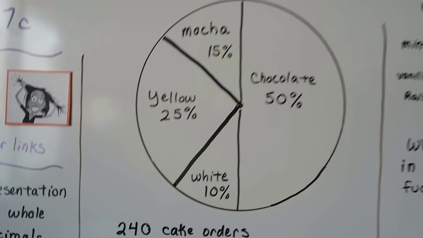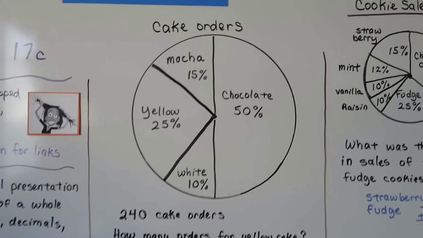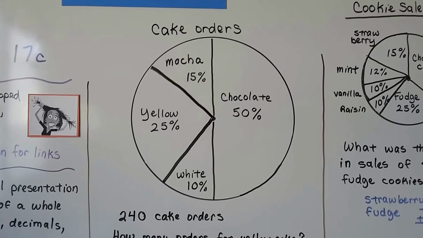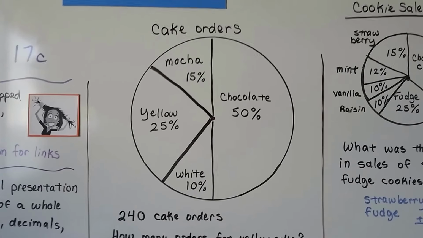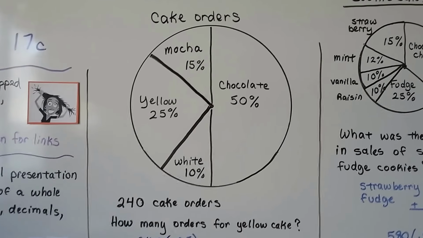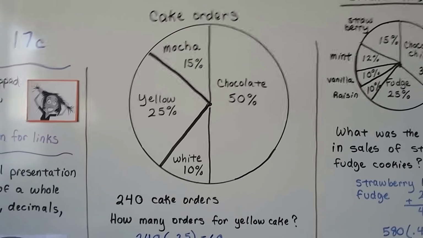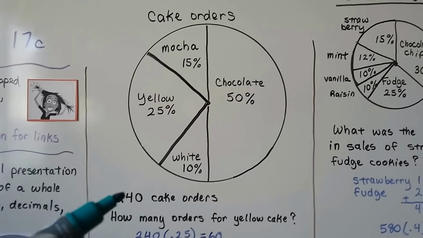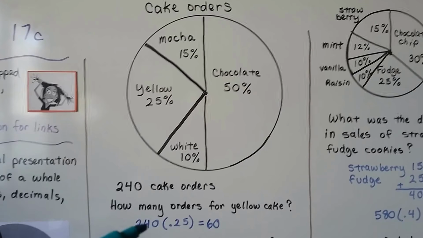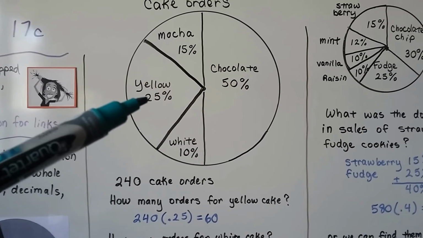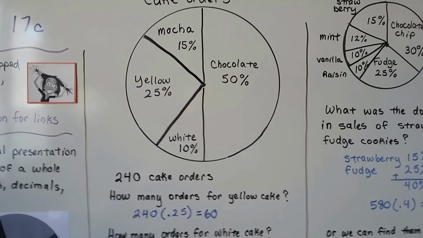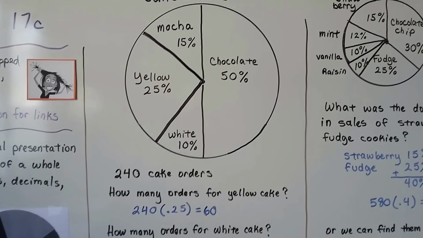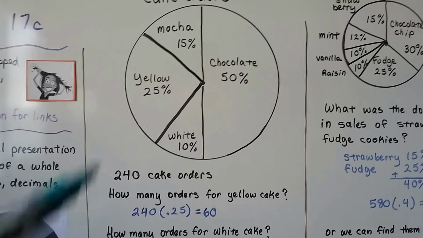So here we've got some cake orders, and we can see that 50%, half of them were chocolate. There's 240 cake orders. How many orders were there for yellow cake? So it's not asking for a percentage, it's asking how many were yellow out of 240. We do 240 times 0.25. We change that to a decimal. And we get 60.